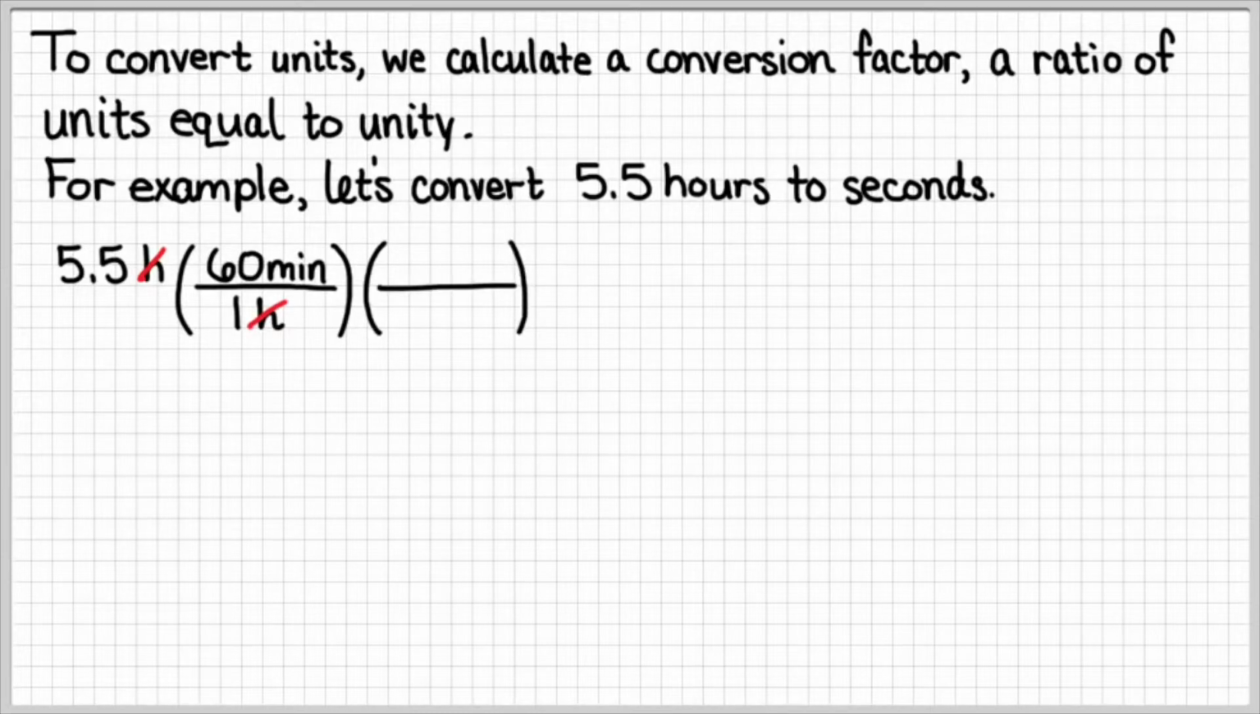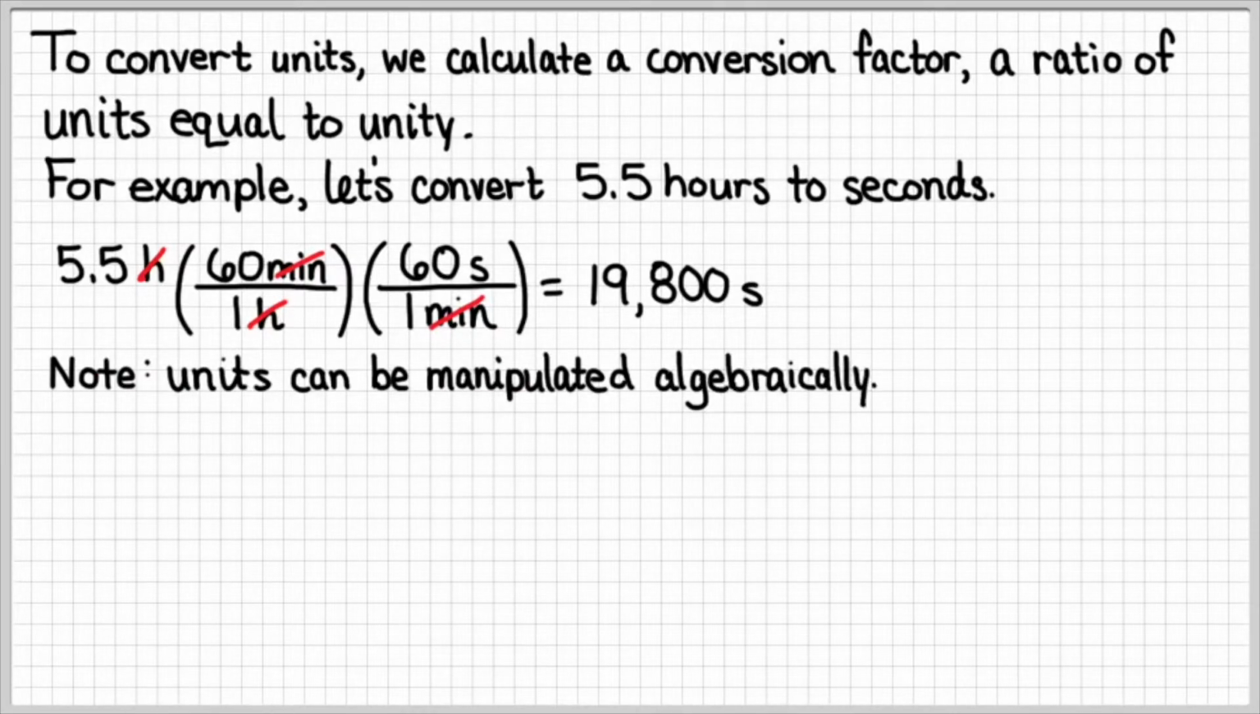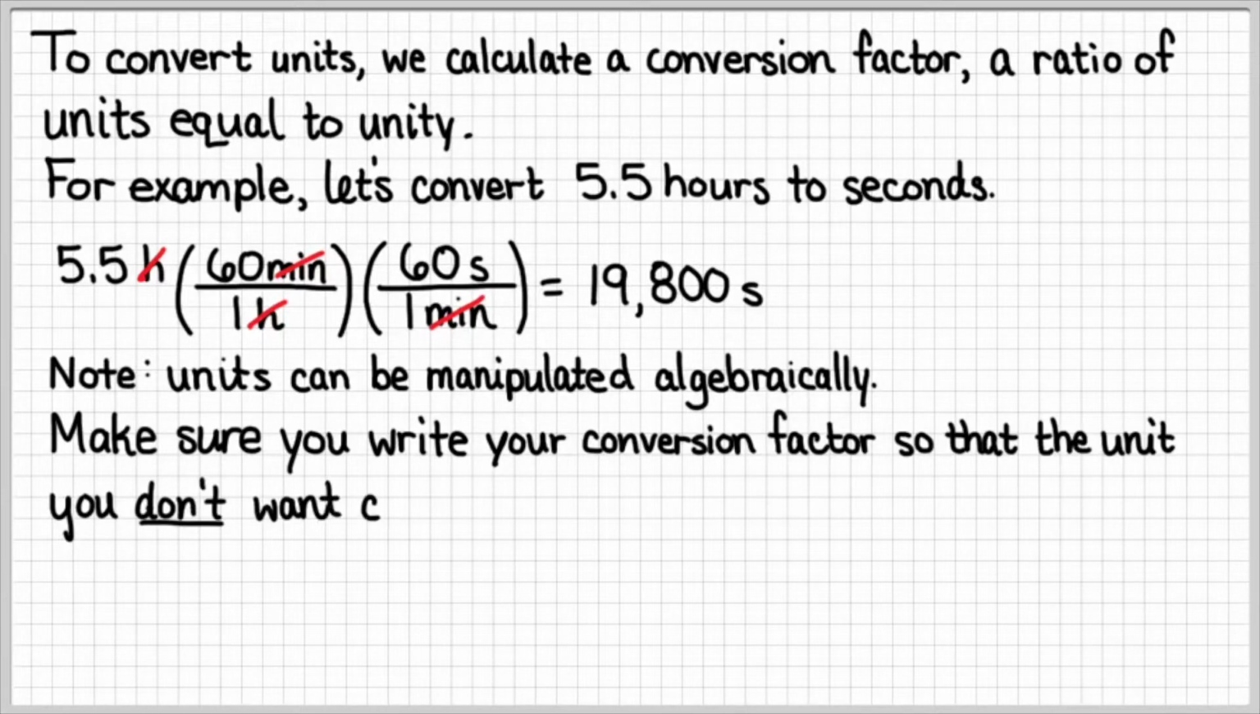So we can cancel out the hours, and then we want to take minutes to seconds. We know there's 60 seconds in 1 minute, and again we arrange it to cancel out the minutes. We multiply this out to get 19,800 seconds. I want to emphasize here that units can be manipulated algebraically. Again, make sure you write out your conversion factor so that the unit you don't want cancels out and you are left with the unit you do want within calculations.